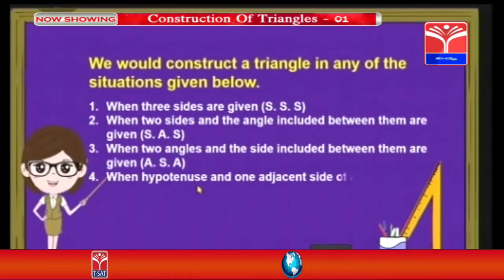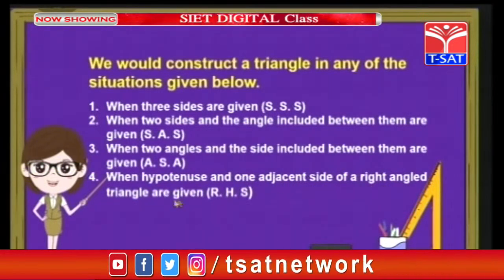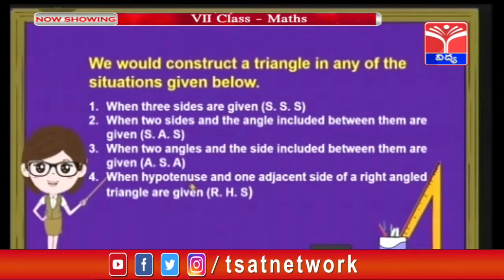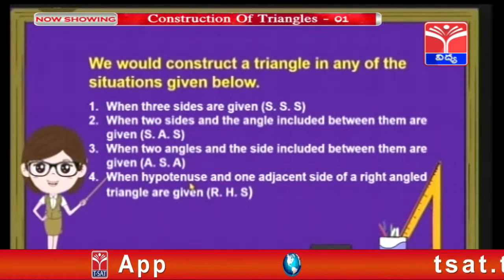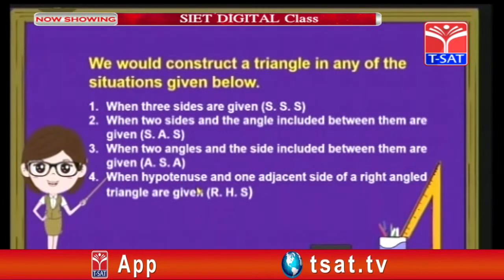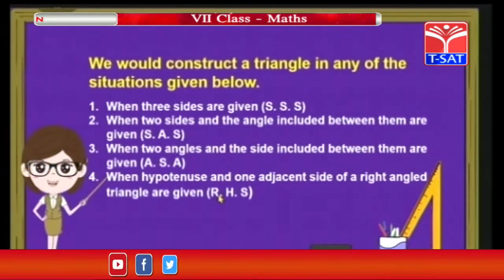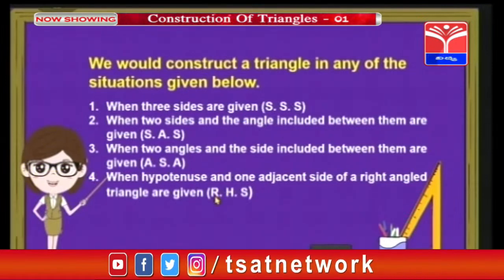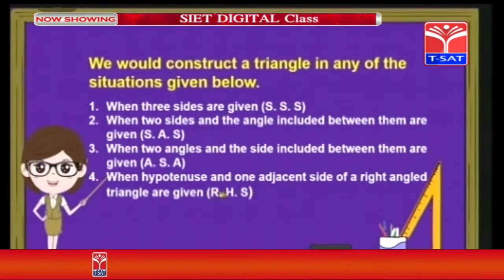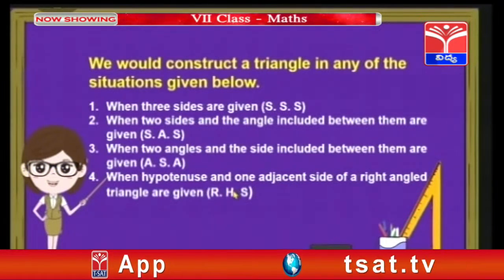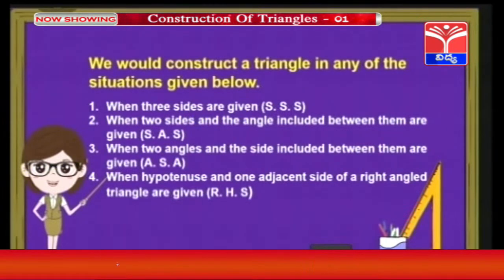Next, when the hypotenuse and one adjacent side of a right angle triangle are given. Children, you can understand here what a hypotenuse is. Hypotenuse is nothing but the longest side of a right angle triangle. Right angle is 90 degrees, one angle is 90 degrees, and if we know the hypotenuse and one adjacent side, we can construct a triangle very easily. Let us see all these situations one by one, taking an example.